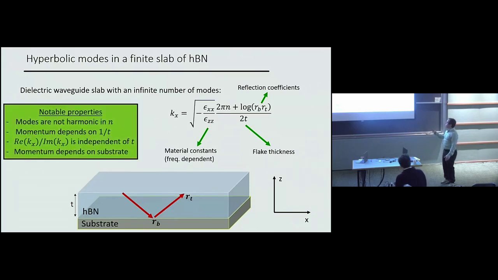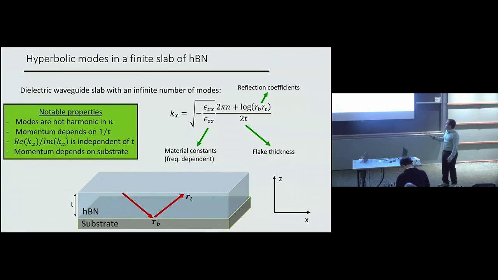And there are some really weird properties to this relation already, because now you'll see that, first of all, the modes are no longer harmonic, okay? So they're not multiples of some base momentum, and they depend directly on the thickness of the flake. So if I make the flake twice as thin, I decrease the wavelength by a factor of 2, which is just odd. And there are a lot of other features to this.